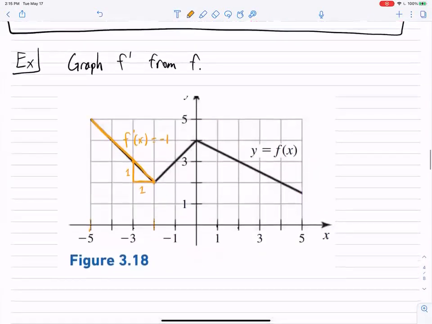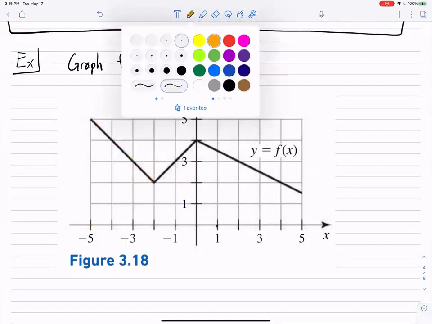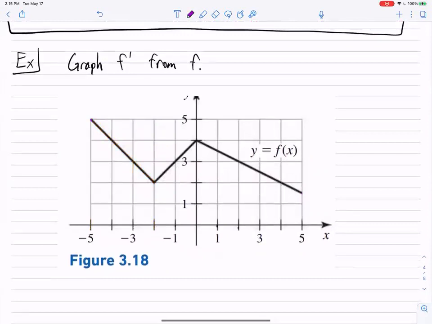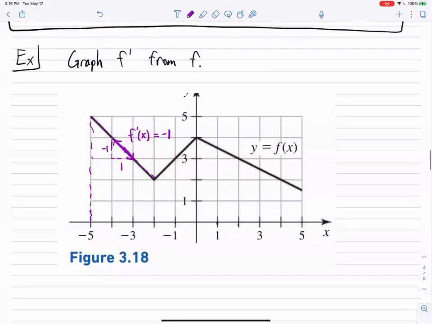And so how do we graph that? Actually, I don't really like this color. Let me pick a different color. You can't really see this color very well. Let's do purple. So for all the points along here, the slope of the tangent line is just the same thing as the slope of the line, because it's a line. And so the slope goes down 1 over 1, so -1. And so f prime of x is equal to -1 for the x values between -5 and -2.